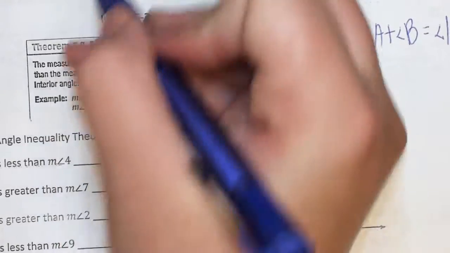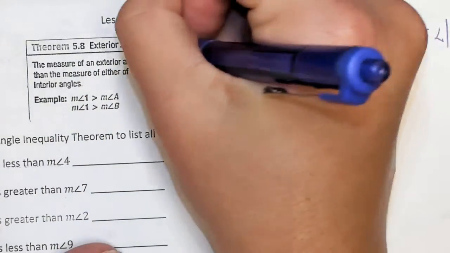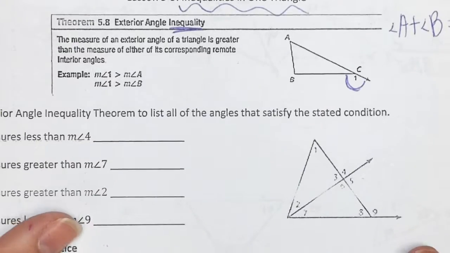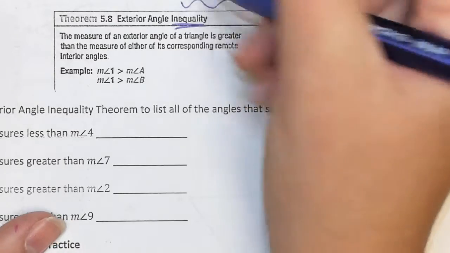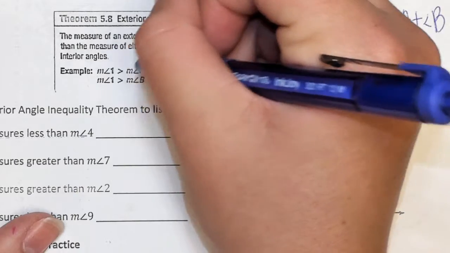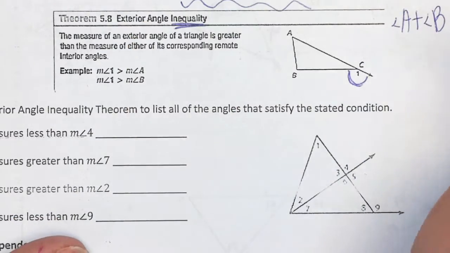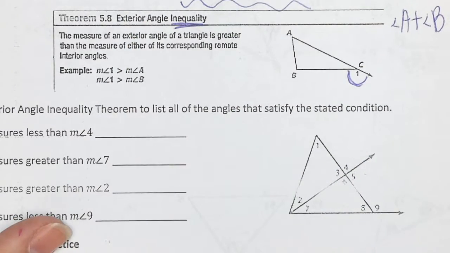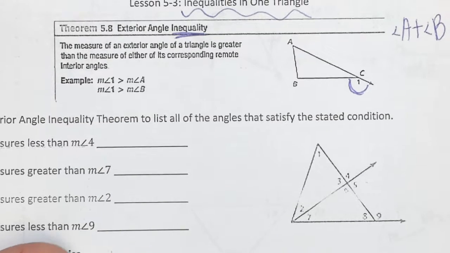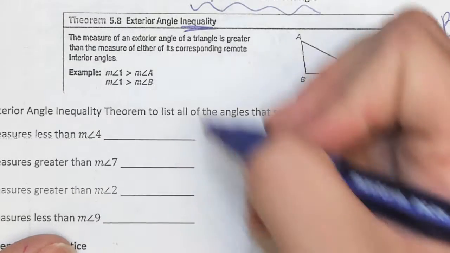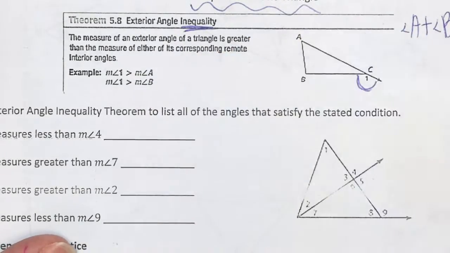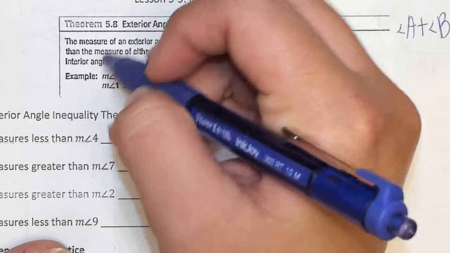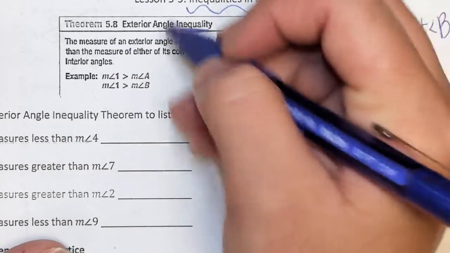But this is the exterior angle inequality theorem, which means we're using inequalities. Inequalities are less than, greater than, less than or equal to, greater than or equal to. And we actually don't even use equal to. It's just less than. But that's what an inequality is. That's why it's named that.